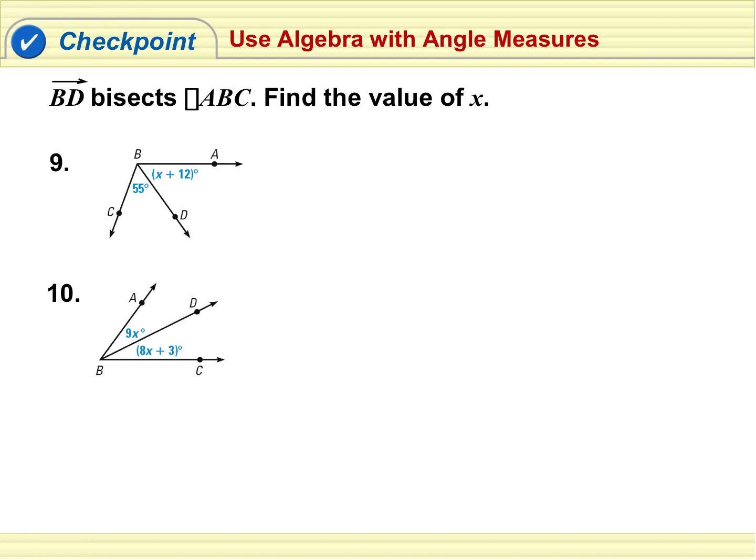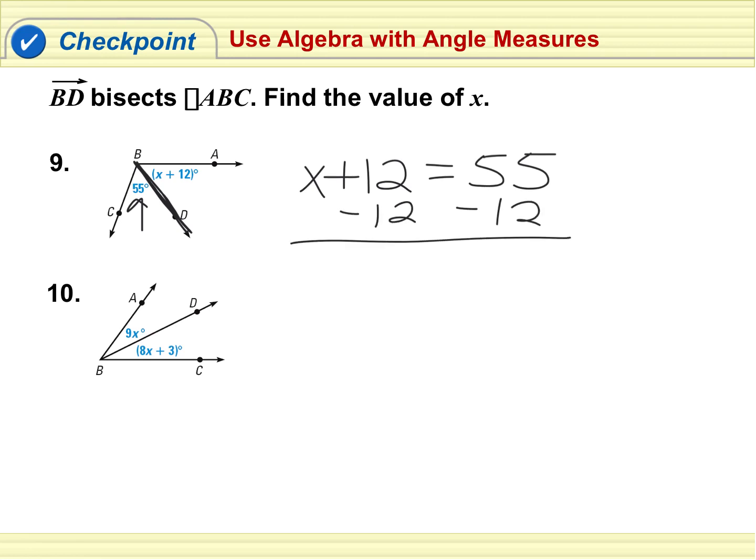Okay, so what do we know about bisectors again? It splits it in half. So we know this angle right here is 55 degrees. So what does the other side have to equal? 55 degrees. So how can we set up an equation to solve for x? 55 equals x plus 12. Good. You know that angle is supposed to equal 55, so set up what it is and then put it equal to 55. So now how do we solve for x here? Subtract 12, we want to get x by itself. What's 55 minus 12? 43. It is 43. And then to check, 43 plus 12, does that equal 55? Yes.